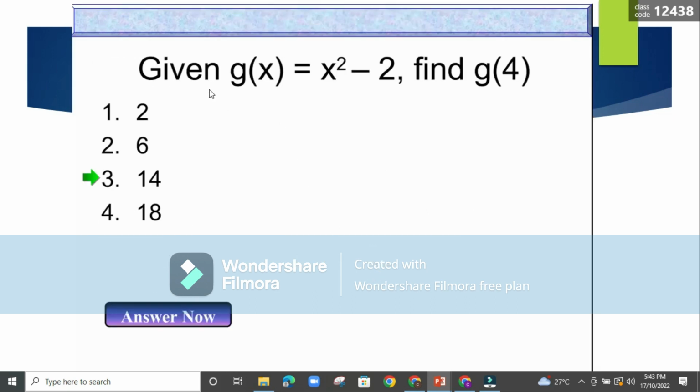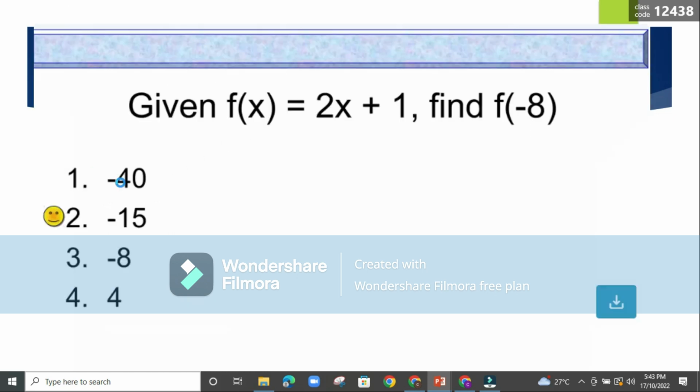Okay, let's proceed. Given g of x is equal to x squared minus 2, find g of 4. If you have here g of x is equal to x squared minus 2, you can solve it mentally. For g of 4, you replace x with 4, that becomes 4 squared minus 2. 4 squared is 16 minus 2, that gives us 14. Okay, let's proceed. Given f of x is equal to 2x plus 1, find f of negative 8. So, we're going to replace x with negative 8. So, 2 times negative 8, that's negative 16, plus 1, the answer is negative 15.